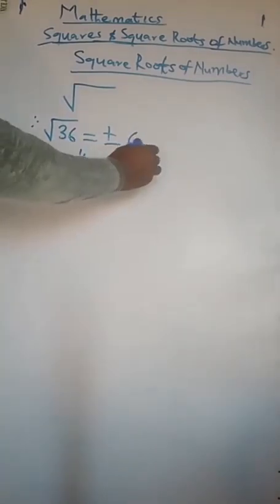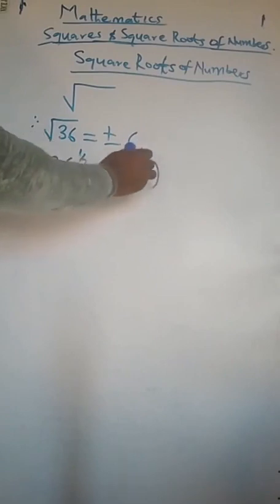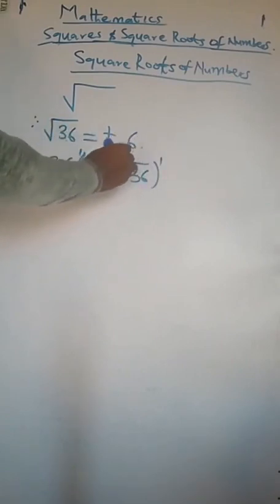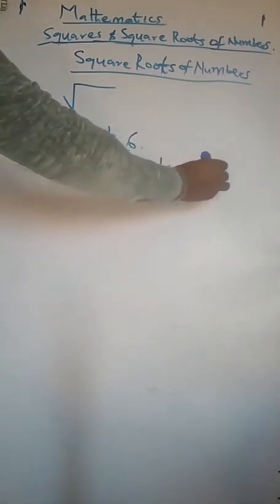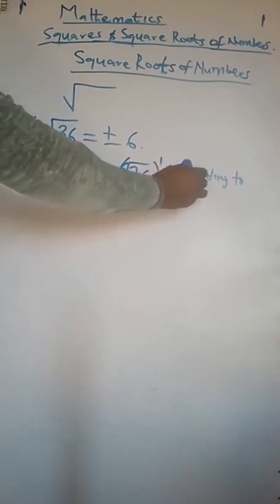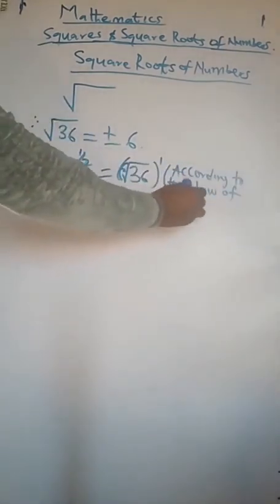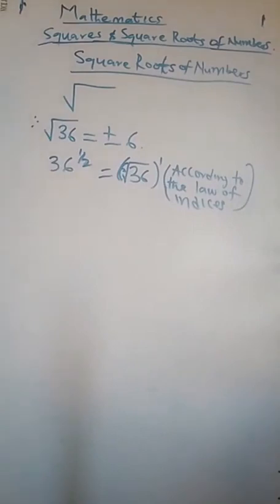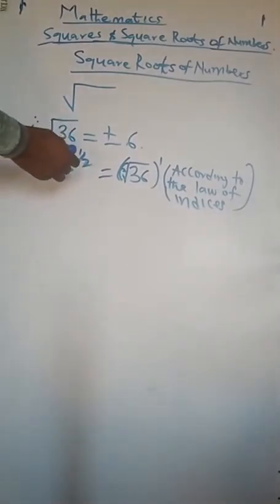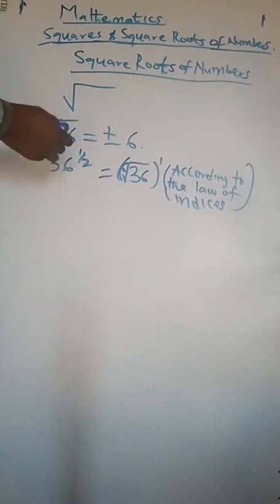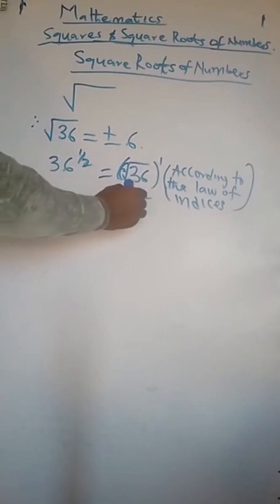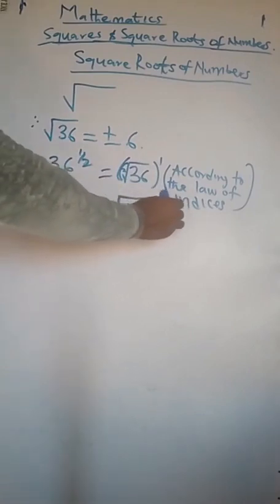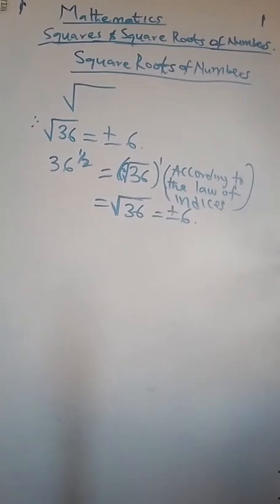Right? That is, square root of 36 raised to power 1, then the 2, you can put it here. This is according to the law of indices. So, according to the law of indices, the square root of 36 is the same thing as 36 raised to power half, which can be expressed as this. But mathematically, you can remove these two and write it as square root of 36, which is plus or minus 6. So, those are the ways to explain square root of numbers in mathematics.